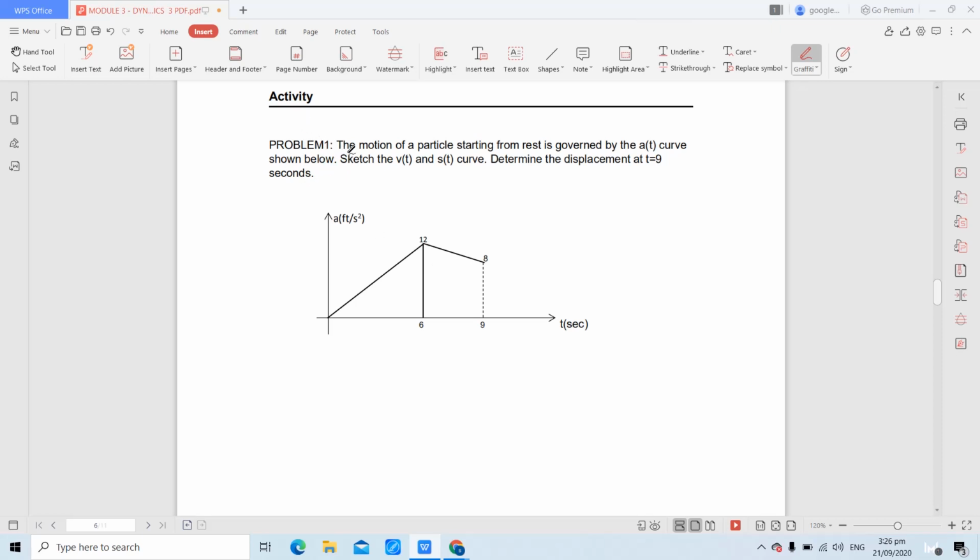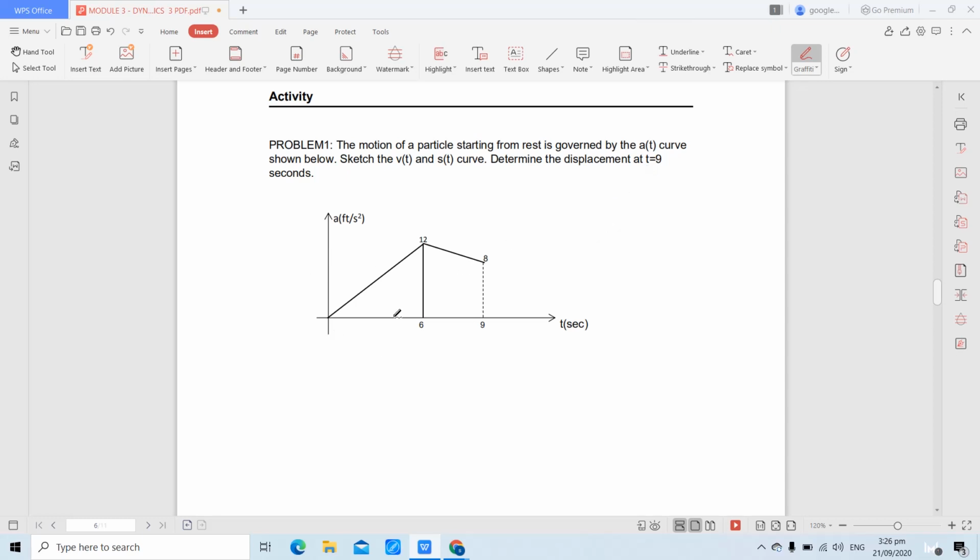For problem number 1, the motion of a particle starting from rest is governed by the acceleration versus time graph as shown below, where acceleration is in feet per second square and t is in seconds. We have to sketch the velocity versus time graph and displacement versus time graph. And we have to determine the displacement after 9 seconds or at t equivalent to 9 seconds.